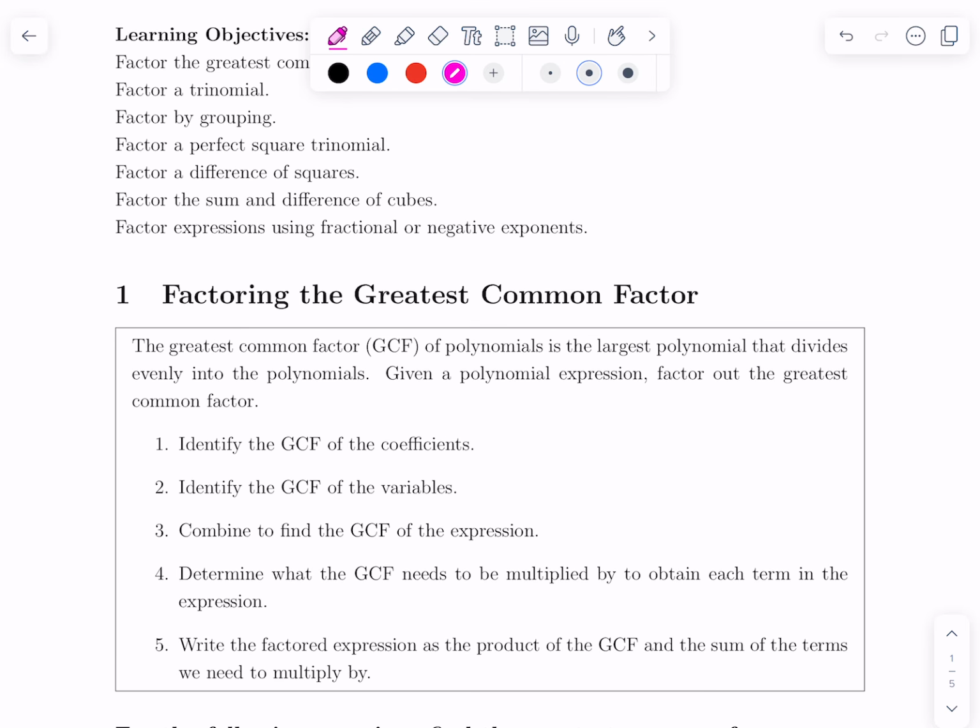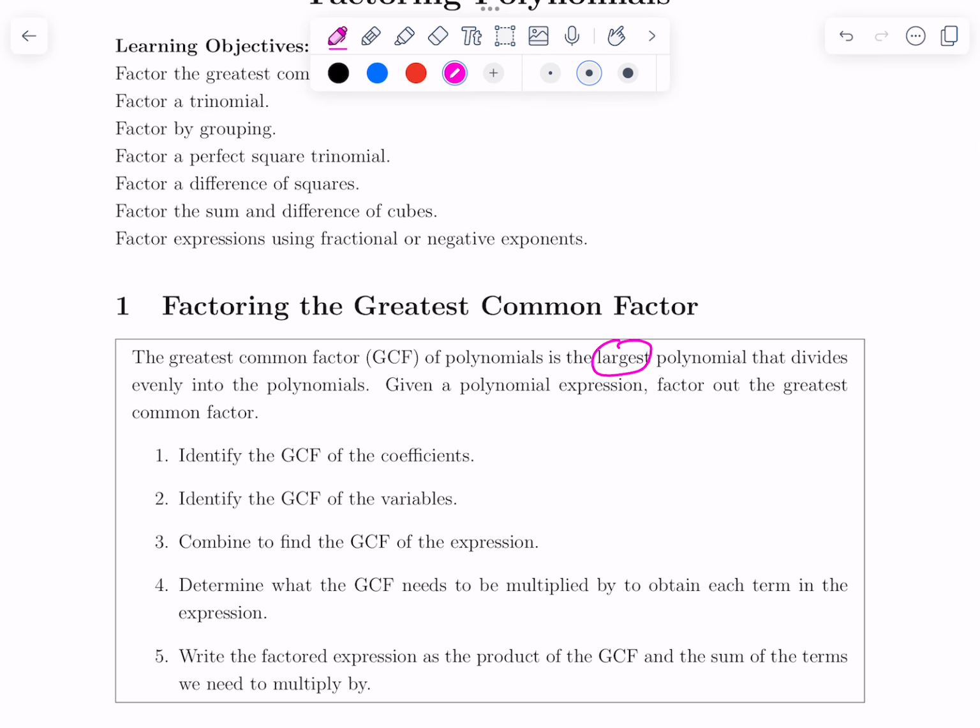So what is the greatest common factor? The greatest common factor of a polynomial is the largest polynomial that divides evenly into the polynomial. Given a polynomial expression, to factor out the greatest common factor, identify the GCF of the coefficient, which means the number in front of the x.